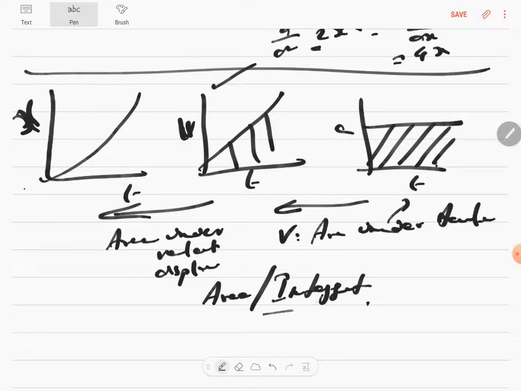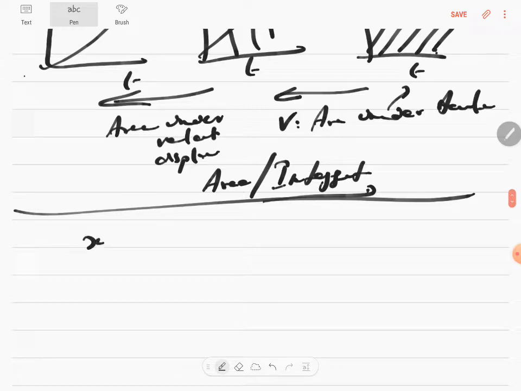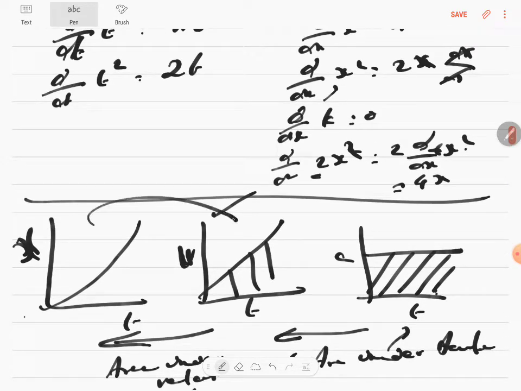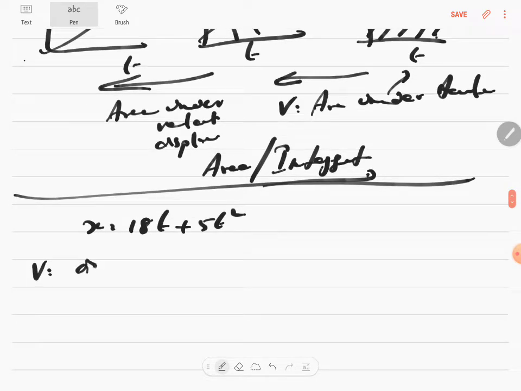You can also integrate. Okay, let's discuss some questions that we did in class. x is equal to 18t plus 5t square is the question. They wanted velocity. From x-t you are going to find velocity, going from left to right, so you have to differentiate. So dx by dt is 18t differentiation, 18 into dt by dt is just 1, plus 5t square, 5 into t square differentiation is 2t, so it will become 10t.